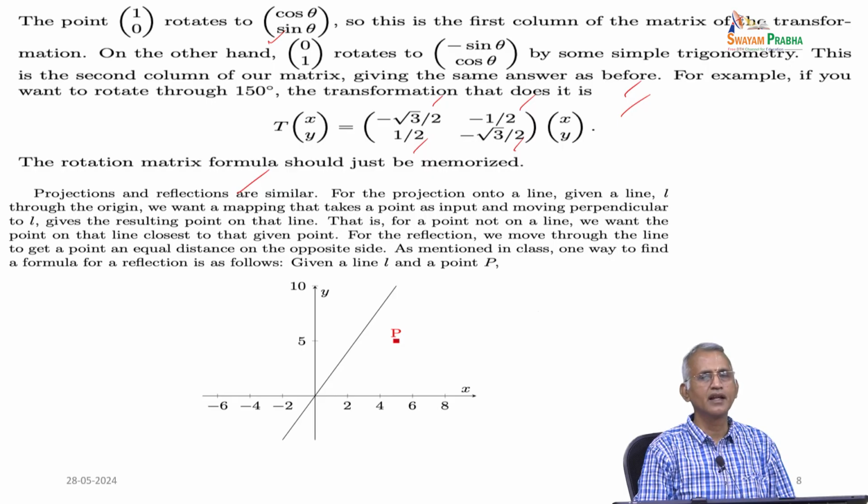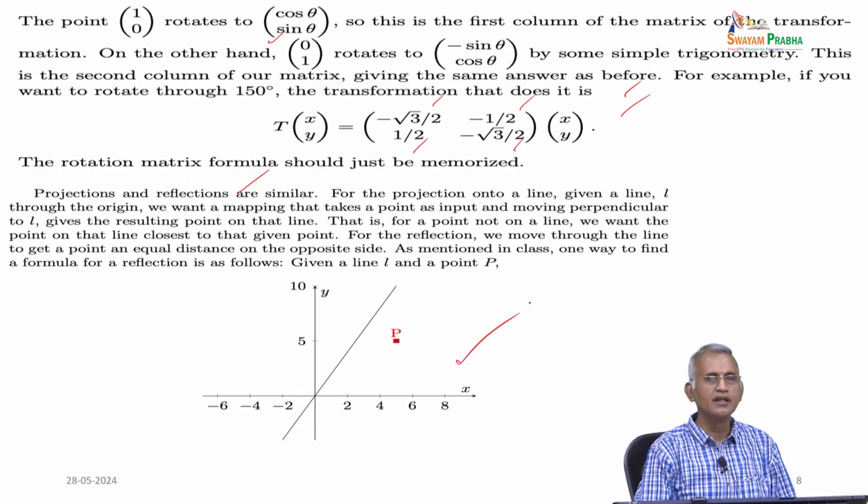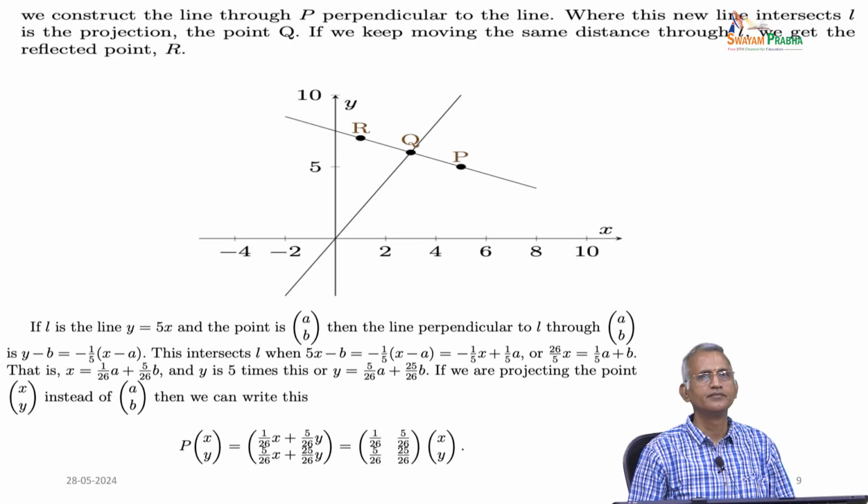So, as mentioned in the class, one way to find a formula for reflection is as follows: given a line L and a fixed point P. This is the corresponding picture of the given projection and the reflection, which are similar to one another. We construct the line through P perpendicular to the line, where this new line intersects L is the projection, the point Q. If we keep moving the same distance through L, we get the reflected point R.